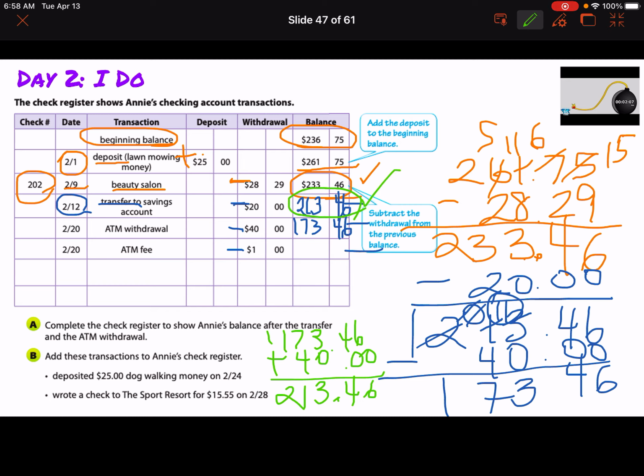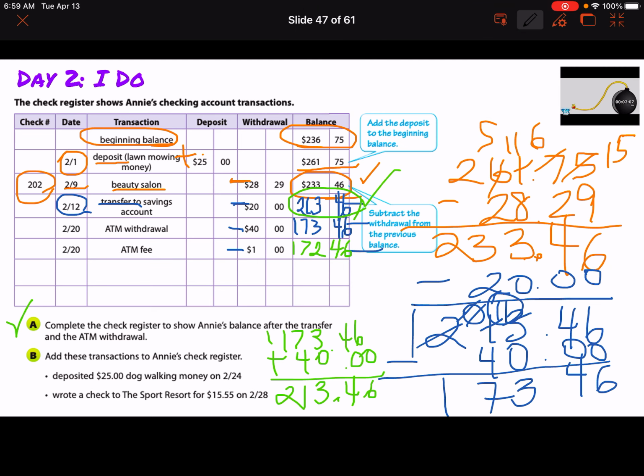And then don't forget our ATM fee of $1. So it's actually $172.46. So her remaining balance is $172.46. So we've completed part A of this. Part B says add these transactions to Annie's check register.